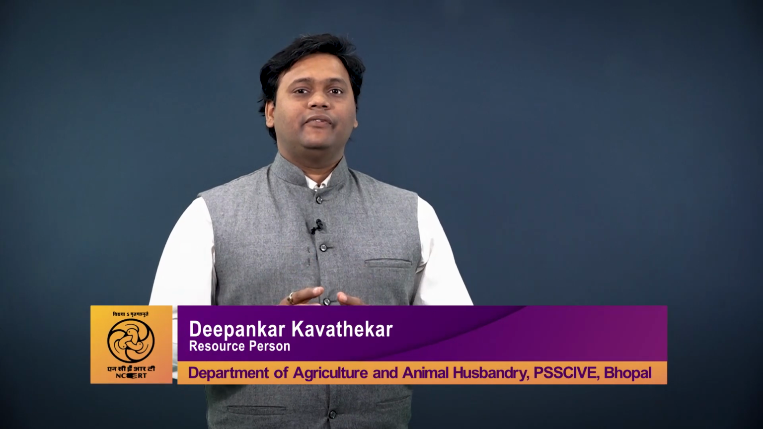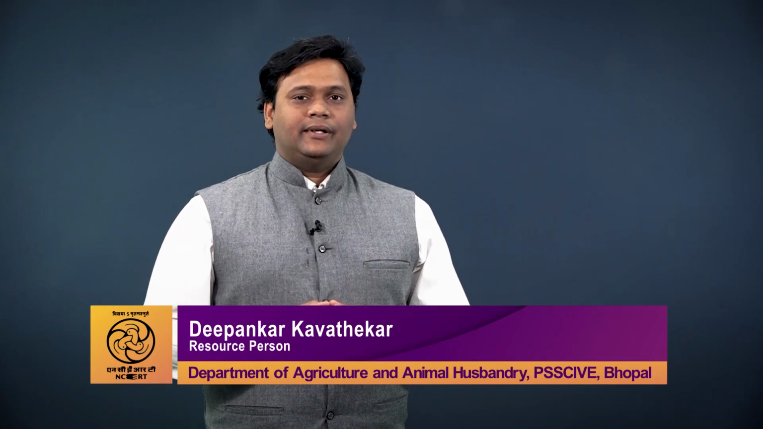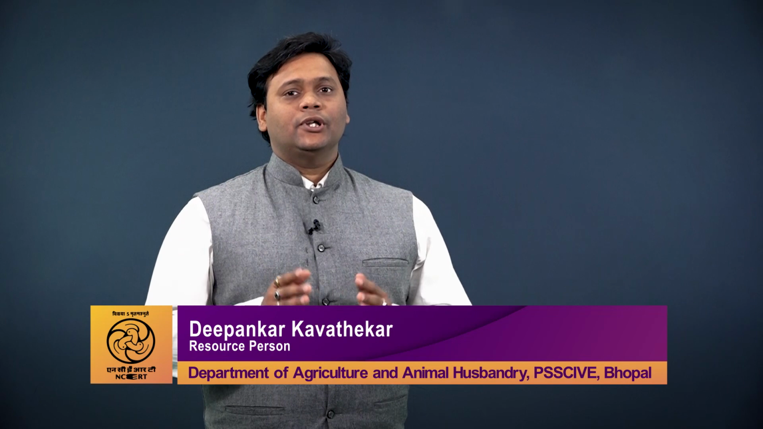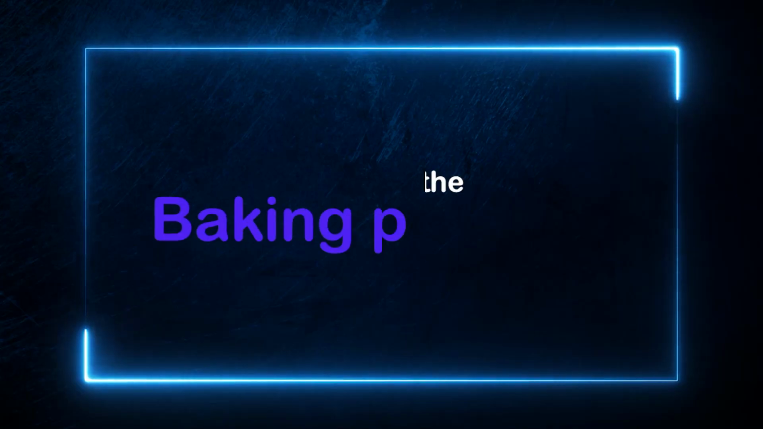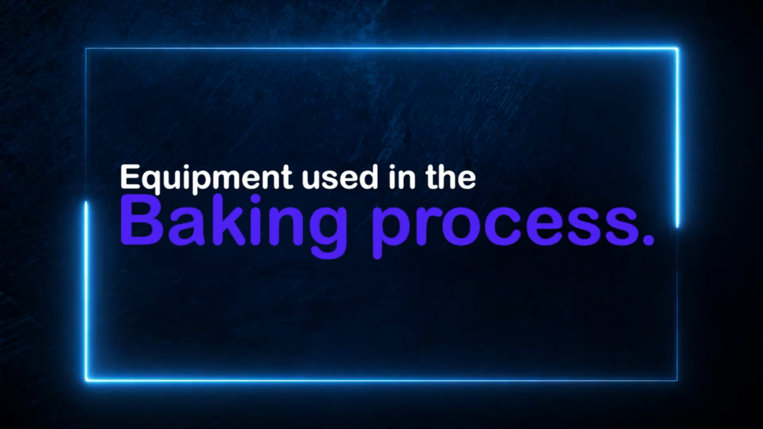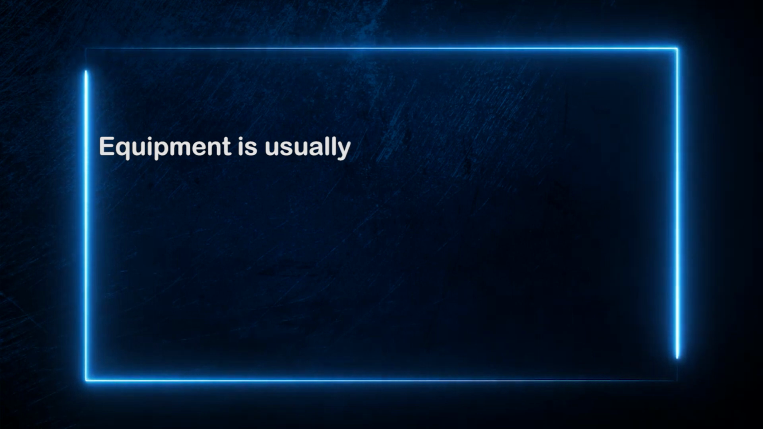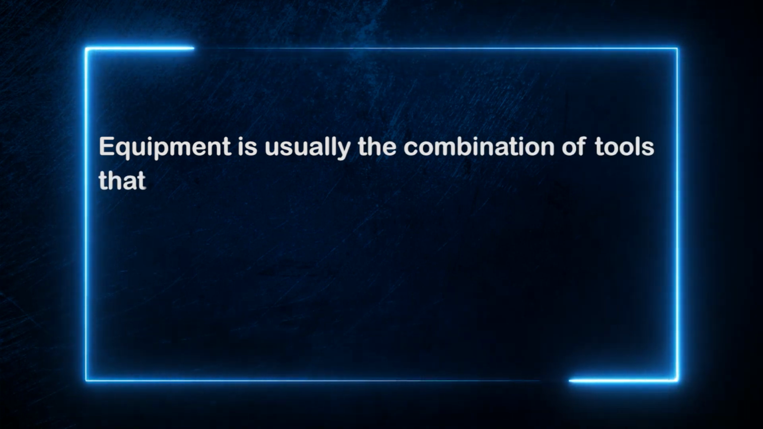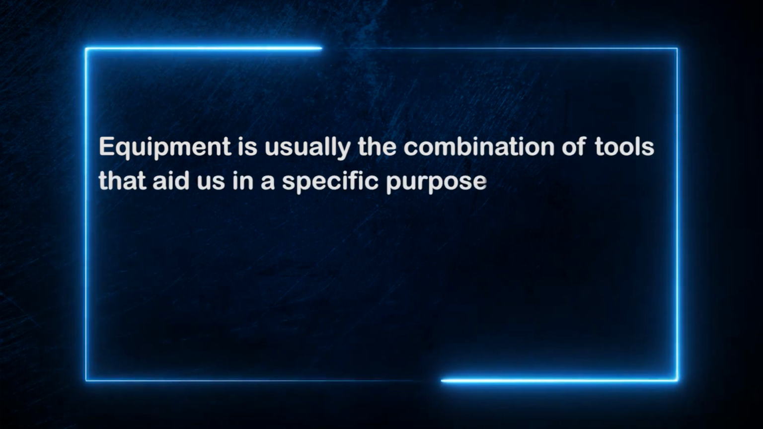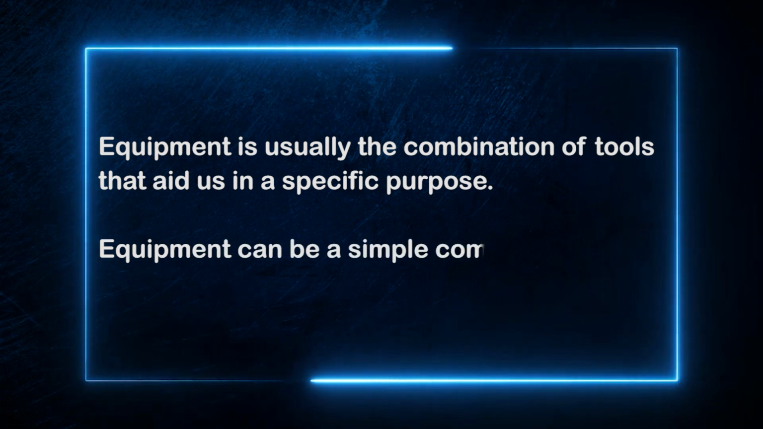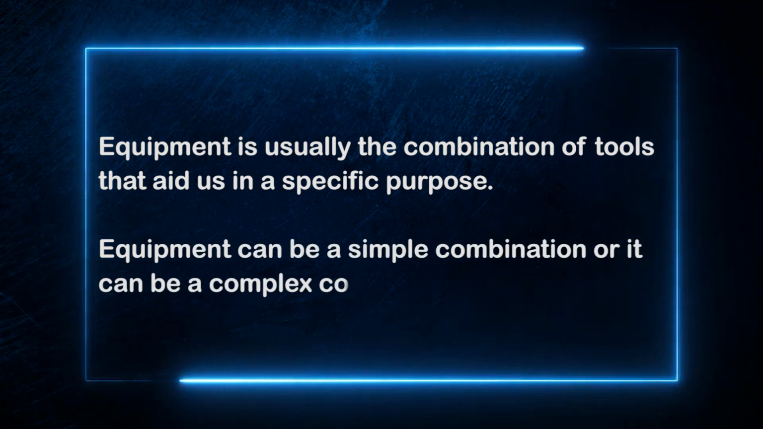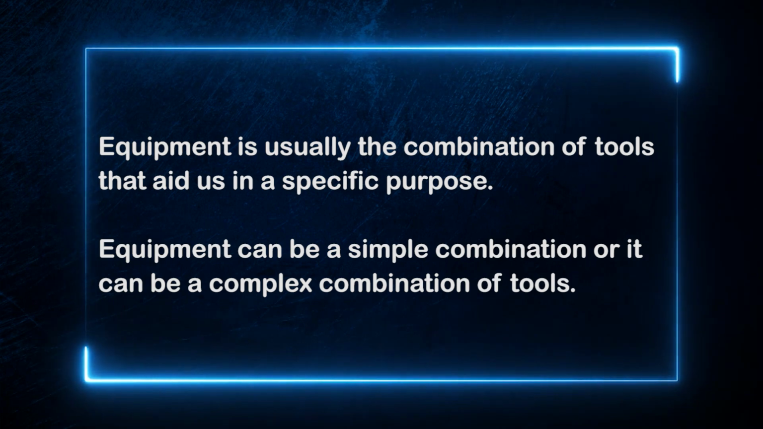Students, in the previous video we have seen the difference between a tool and equipment and learned about various tools used in a bakery by a baking technician. In this video, you will learn about the equipment used in the baking process. Equipment is usually the combination of tools that aid us in a specific purpose. Equipment can be a simple combination or it can be a complex combination of tools.